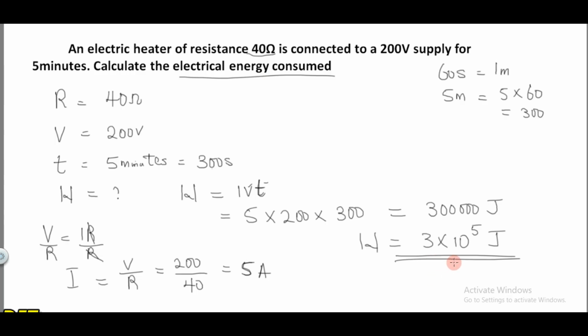It's quite simple and straightforward. It's very important that you should know your formulas, that W, which is the work done, is equal to IVT, and also know your Ohm's law formula, which is V is equal to IR. Know this formula as well.